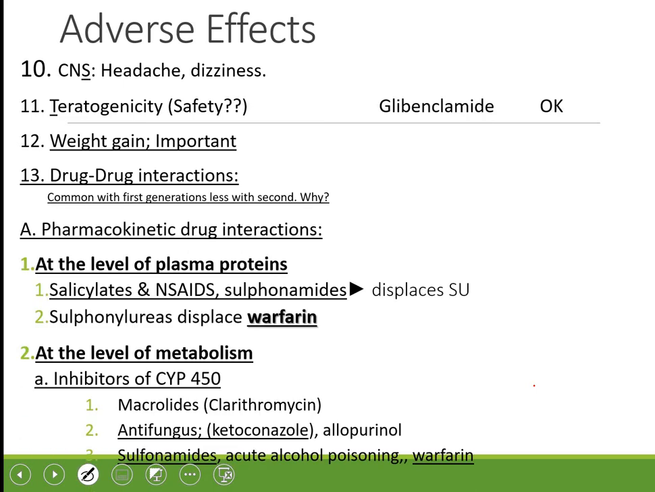And then pharmacokinetic drug interaction may be there. You see, at the level of plasma protein, if salicylates or NSAIDs, non-steroidal anti-inflammatory drugs. Why these drugs? Because they displace the sulfonylureas, and sulfonylureas also displace warfarin, you see. So what will happen? The free drug level of the sulfonylurea will be increased, and then it's associated with the risk that the blood glucose profile will be distorted and will not be managed.